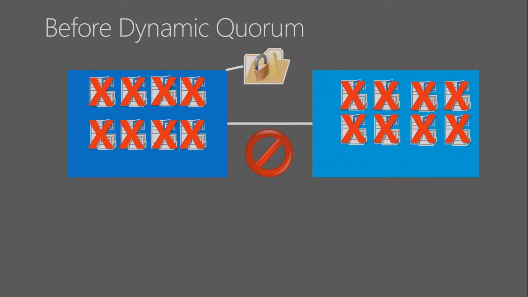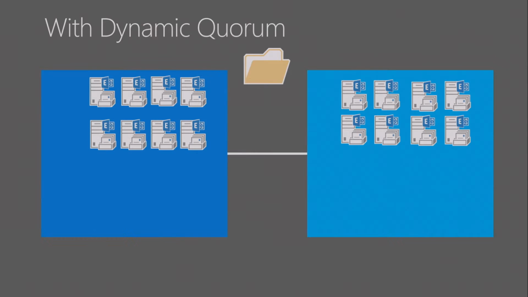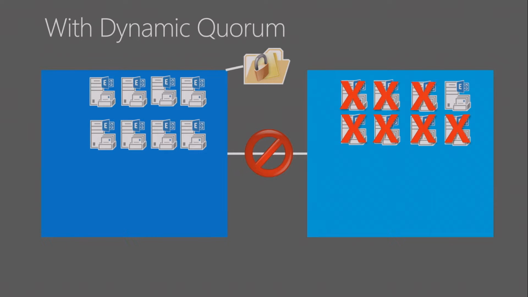So what about dynamic quorum? How can this help us? Remember, dynamic quorum is a clustering feature, it's not an Exchange feature. Same scenario, 16-node DAG, we encounter a WAN failure. Same things happen. We go out, we talk to the file share witness. The side on the right gets the 9th tie-breaking vote. Right side goes down.